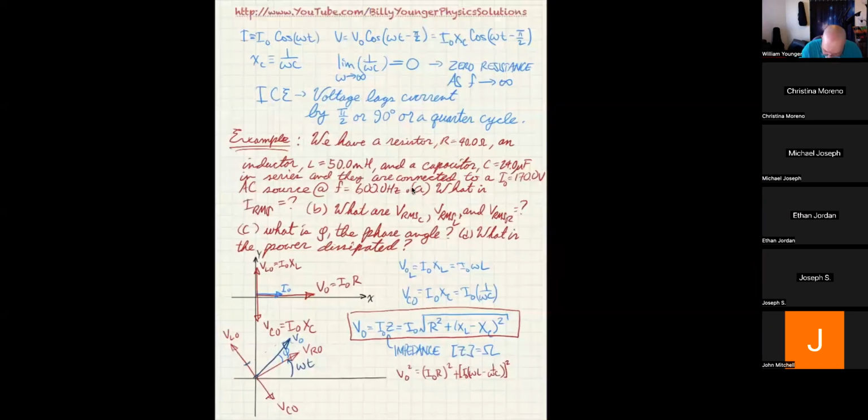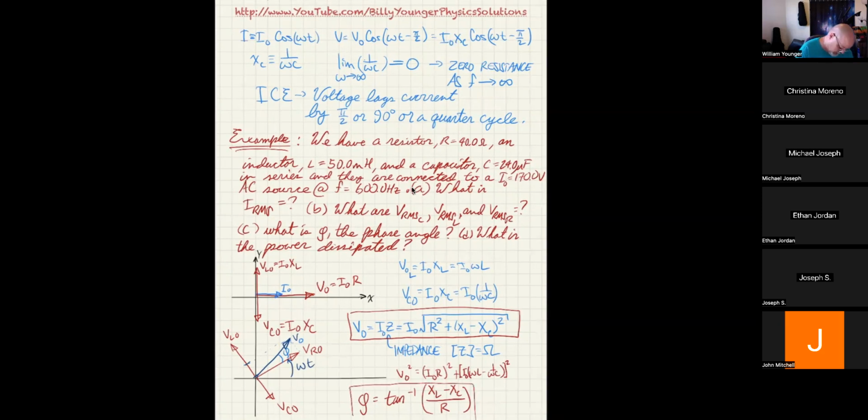Okay, and you can also see from this that phi would be equal to the inverse tangent of XL minus XC over R. Of course, you could also multiply through by I0, and you'd see it's basically the quantity in the square brackets, and the quantity in the parentheses right above it would be in the bottom. So you can also do it that way. But these are the important results we'll need. We now have our data.